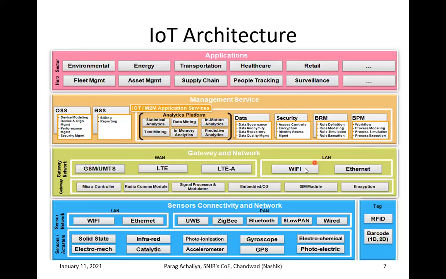These are your gateway network, and the gateway can be either a microcontroller, radio communication, signal processing, embedded operating system, SIM card. Likewise. So this is your second layer of your IoT architecture. In the second layer, it will mainly focus on various gateways that can be used to develop your IoT application. So whenever you are going to develop your IoT application, you are going through all these layers.